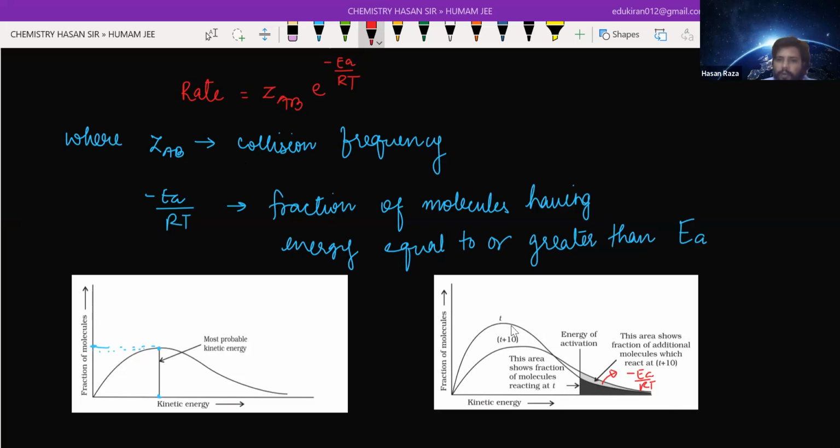So basically, this is at t, and this is at t plus 10, the same graph between fraction of molecules and kinetic energy. And again, the highest portion, the highest fraction of molecules, is your most probable kinetic energy.